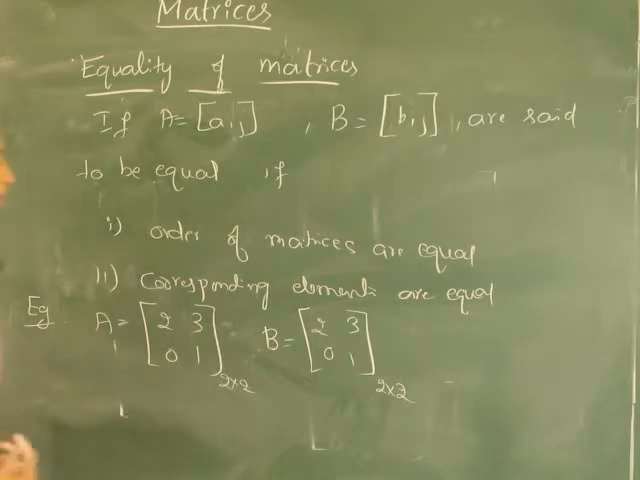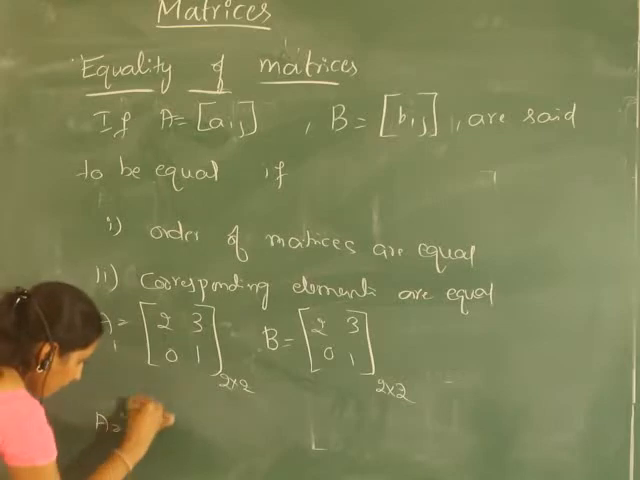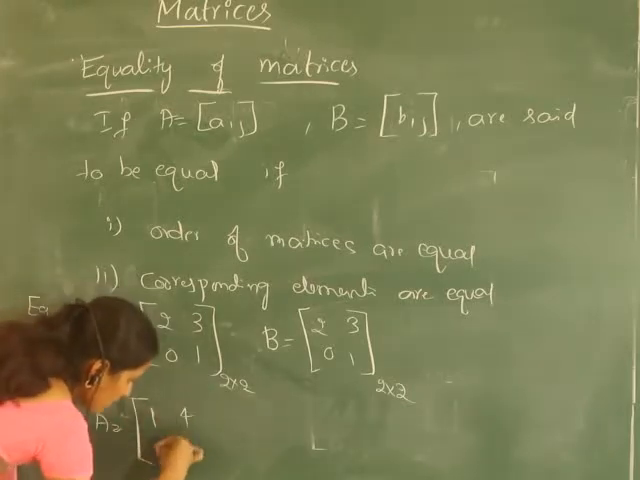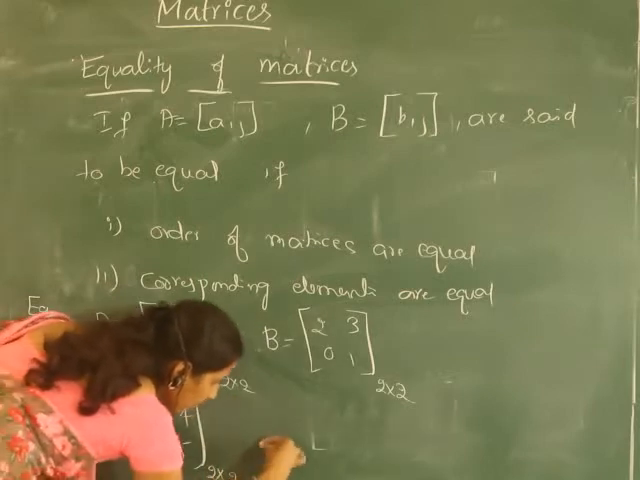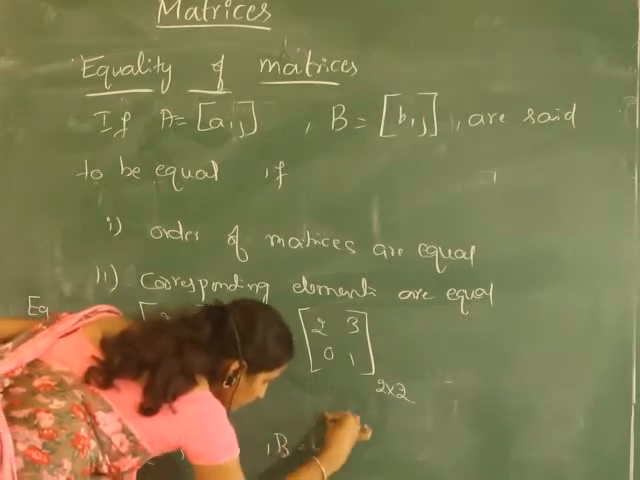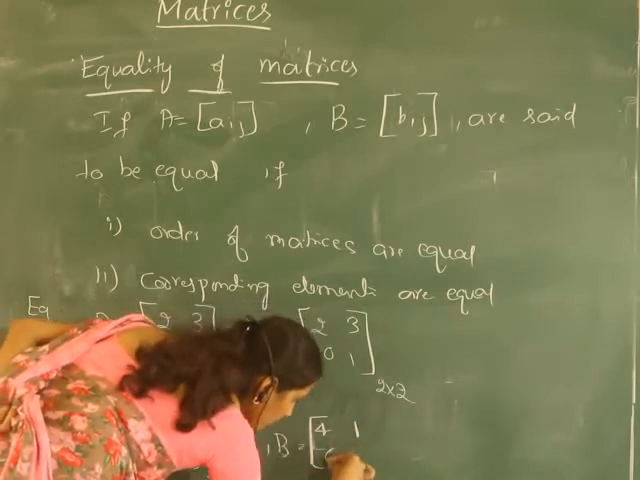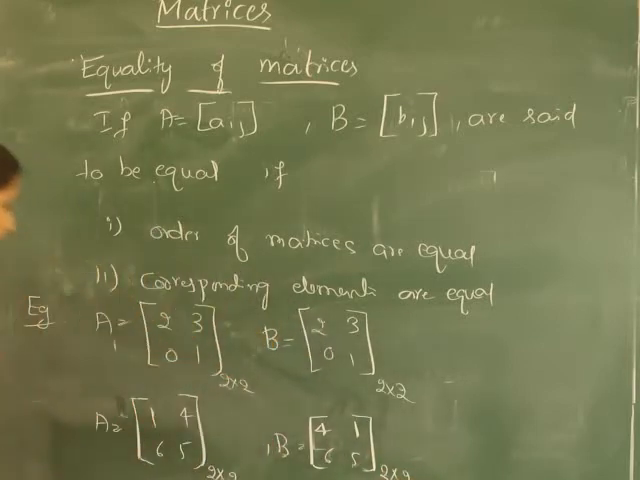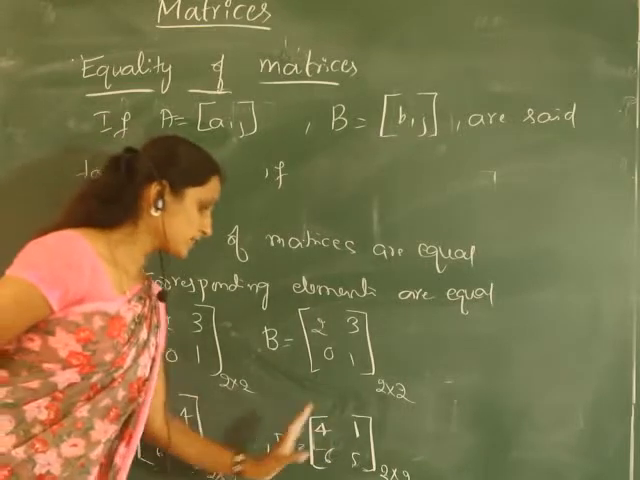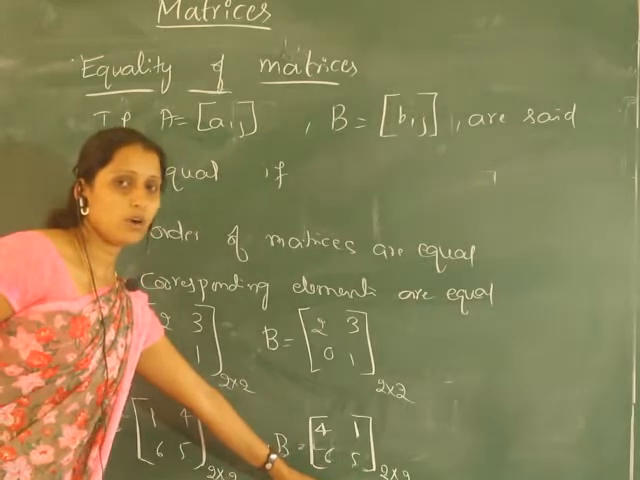If I consider some other example, I will consider A as 1, 4, 6, 5 of order 2 by 2 and B equal to 4, 1, 6, 5, which is also 2 by 2. So A is 1, 4, 6, 5 and B is 4, 1, 6, 5. Now both matrices are of the same order, 2 by 2.